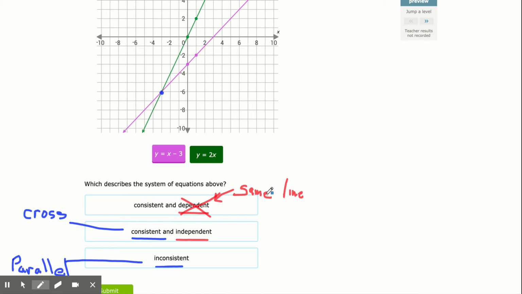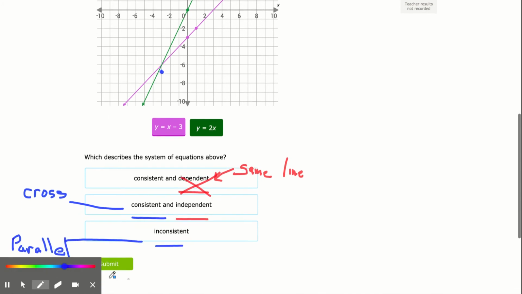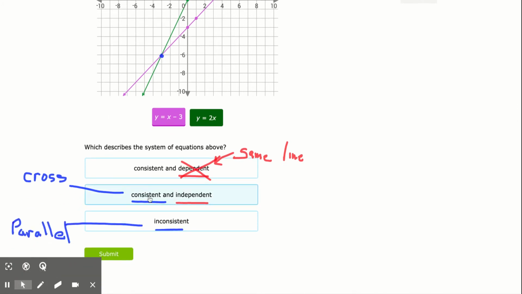And if it's the same line, it has infinitely many solutions. So consistent means it has a solution, or they cross. Inconsistent means they're parallel and they never touch. But if it's dependent, that means not only do they cross, they actually are the exact same line. So this one would happen to be consistent, because it crosses and it's not the same line.